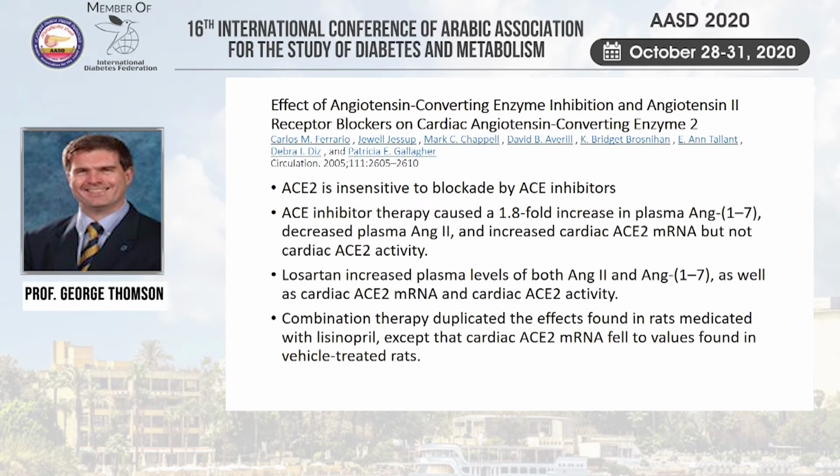It has been known for some time that ACE2 itself is insensitive to ACE inhibitor blockade. However, use of ACE inhibitors or angiotensin receptor blockers increases ACE2 mRNA expression and also, in some cases, ACE2 activity itself. And this is why there was a lot of speculation at the start of COVID-19 about the potentially adverse impact of either of these agents on patients developing COVID-19, in whom it was assumed that the ACE2 enzyme complex might be overexpressed due to receptor upregulation, leading to an increased susceptibility and risk from COVID-19.